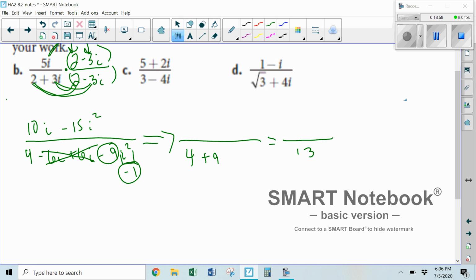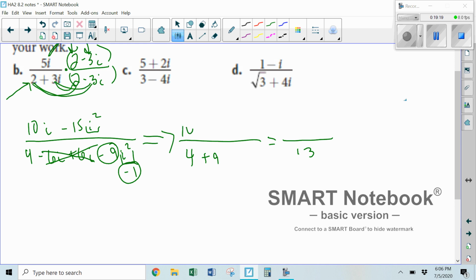Now, it looked like we complicated the problem way back up here. We had a nice simple fraction. We put a whole bunch more with it. But what happens when I multiply by the complex conjugate is I get a real number in my denominator. You have to have a real number in your denominator for your final answer. Now let's simplify the top.